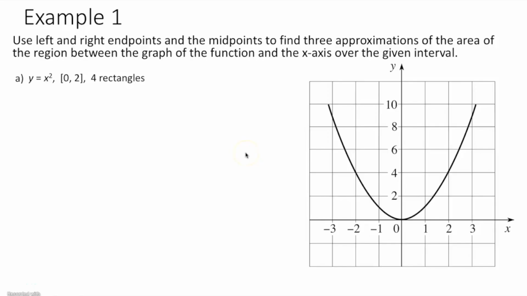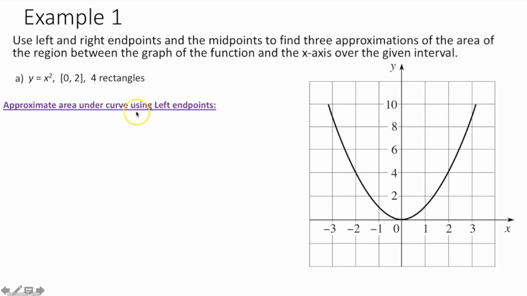It's example time. Now, example 1 says use left and right endpoints and the midpoints to find 3 approximations of the area of the region between the graph of the function and the x-axis over the given interval. So here's our function, y is equal to x squared. You can see it graphed over here. Our interval from a to b is from 0 to 2, and the number of subintervals, or the number of rectangles we're going to use, is 4.